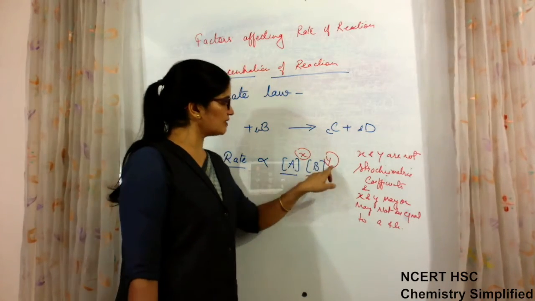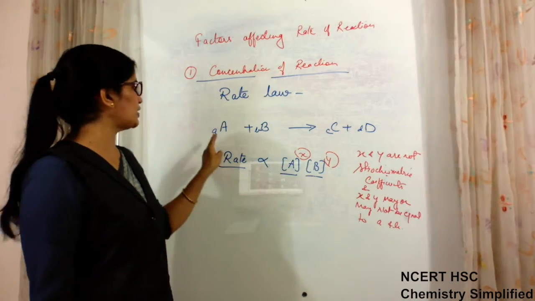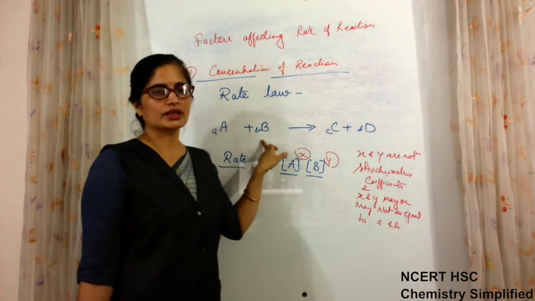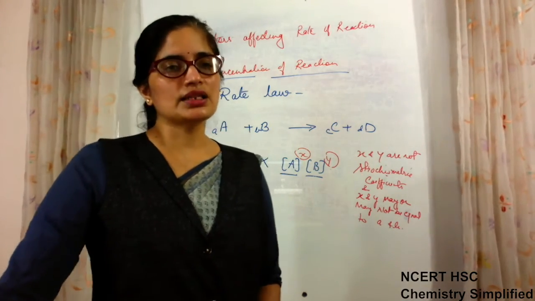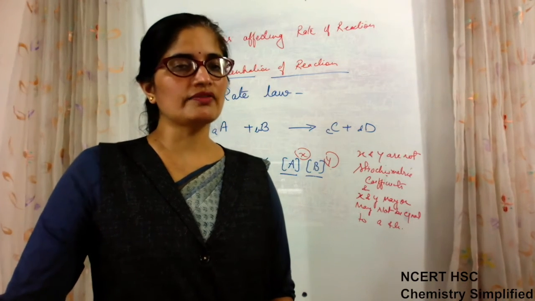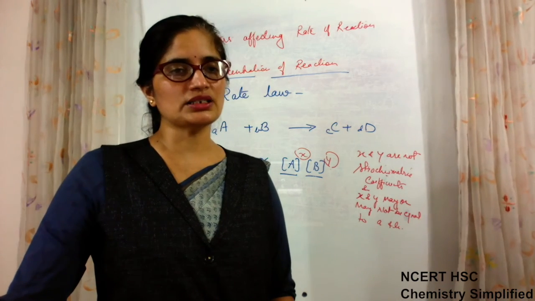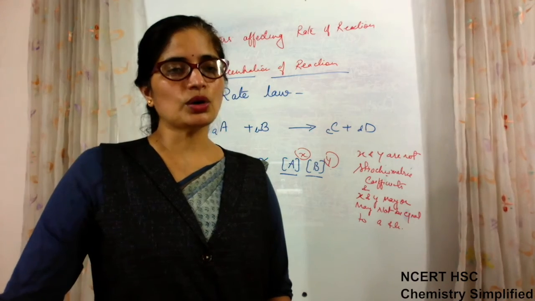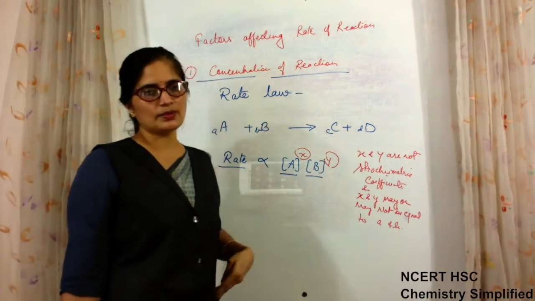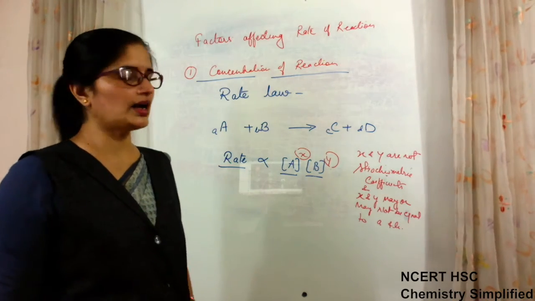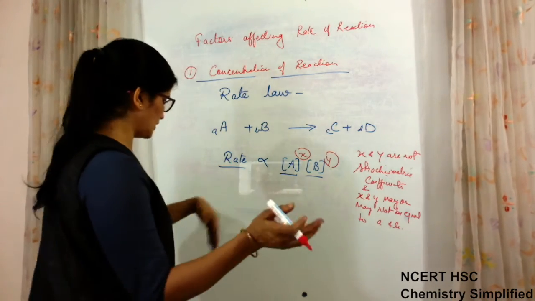Second thing, x and y may by chance have values similar to a and b, or they may be different also. Because x and y are something which is determined experimentally. This is not something where you can look at the equation directly and write the value of x and y. So what these x and y are, we will discuss later in the next class.